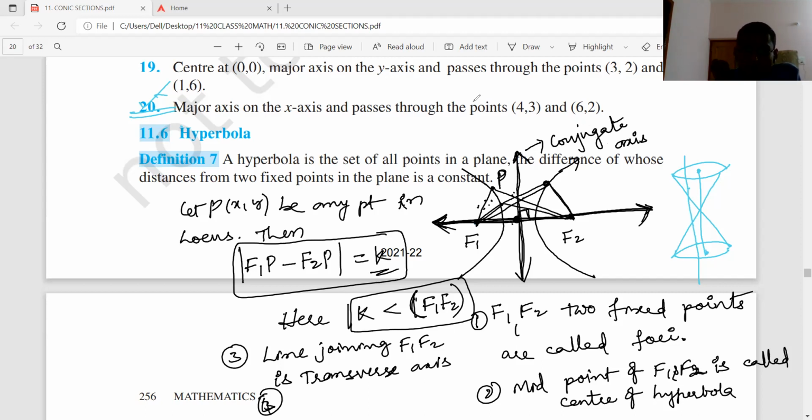Yes, sir. Their major axis, minor axis, center, and foci, two foci, we discussed in an ellipse. But here we call them differently: transverse axis, conjugate axis. The center is the same, and the foci are also the same. This is the terminology.